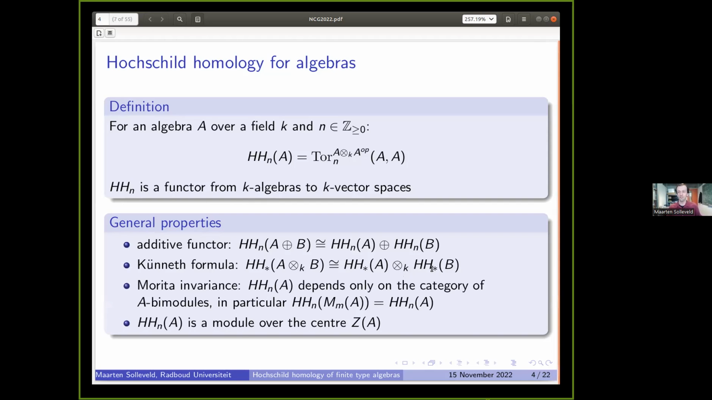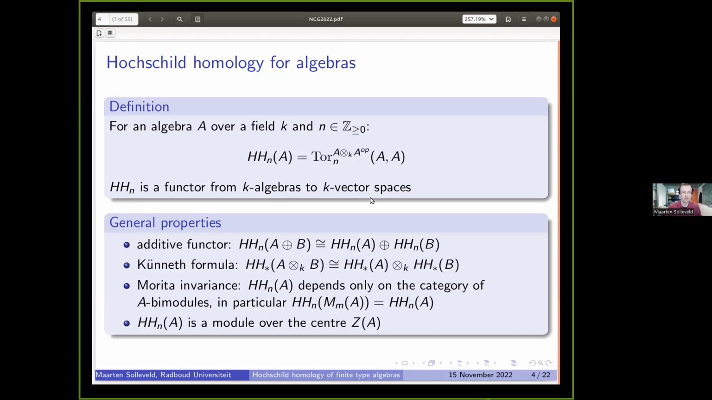And well, another standard property of Hochschild homology is that it is Morita invariant. So if you take an algebra A and replace it by M_n(A), the square n times n matrices over this algebra, then the Hochschild homology doesn't change. And if you write it out in terms of an explicit differential complex that computes the Hochschild homology, well, this is an exercise.